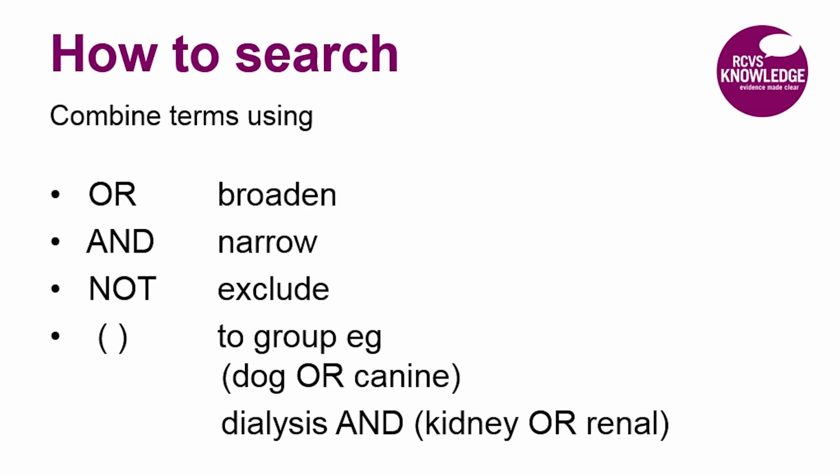Put them in capital letters, just to be sure that the database treats them as a Boolean operator and doesn't do any other sort of fancy stuff with it that you're not expecting. And then you can group your terms using the brackets there. So top one, we're going to look for dog OR canine, and then couple it with something else. So the bottom example, dialysis AND kidney OR feline, which is then bracketed together. How many of you have used that kind of thing in searching? Anybody? Quite a few of you, thank you. Yeah, it's quite a powerful way of doing it.